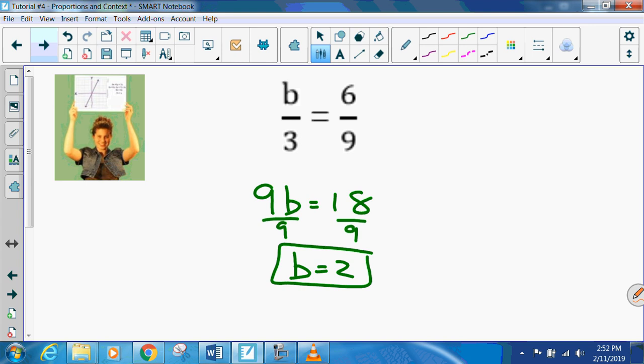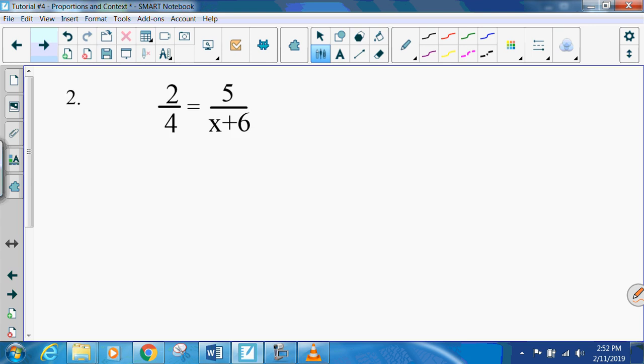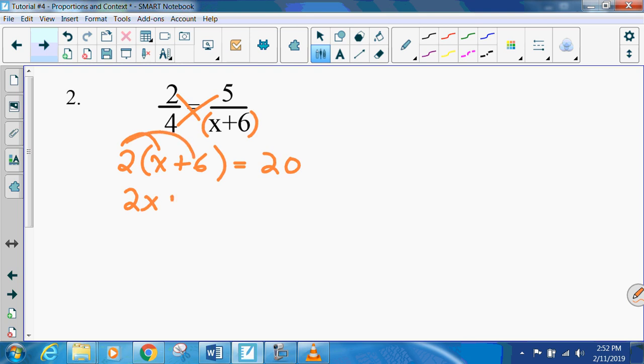Cross multiplying, dividing, we get b is 2. All right. We're still cross multiplying because we have a proportion, but what's different about this problem is that x has company, and I'm going to put parentheses around my x plus 6 to remind me that when I'm cross multiplying, I'm going to multiply that 2 by both the x and the 6. So I'm going to distribute that 2 to both the x and the 6, and then 4 times 5 is 20. So I'm going to distribute 2 times x is 2x. 2 times 6 is 12, and now I have a two-step equation.